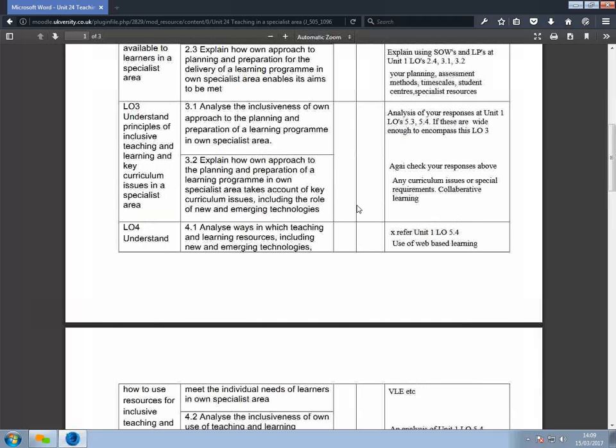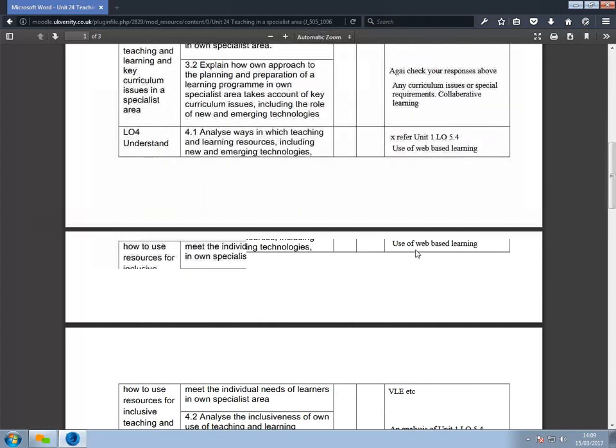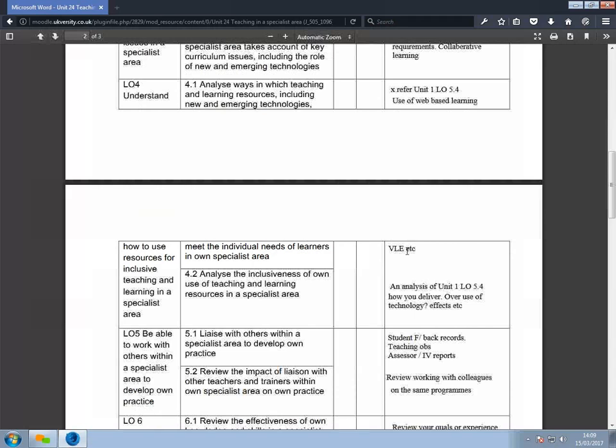4.1 is a direct cross reference to LO5.4. It's all about use of new technology, web-based learning. For those of you who know what VLE means, it's virtual learning environment. You're not actually there, but you're there online. Programs can be used on the VLE where students will put headphones on and they have a screen and the lesson will play to them through that.